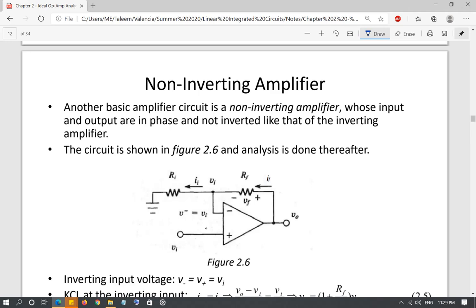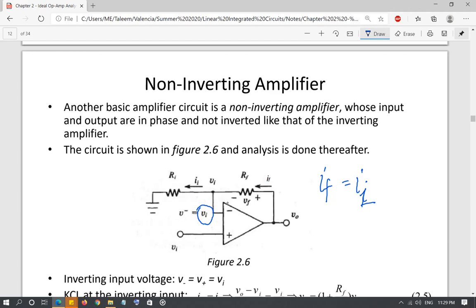So again, if you do the analysis, which I have done right there, but let me just go ahead and show you. Basically, whatever voltage you have here, which is V input, the same voltage is going to appear here because V positive is equal to V negative. So at V negative, we also have V input. And you apply KCL again at the inverting input, and you're going to get IF is equal to I input, or I1, whatever you want to call it.